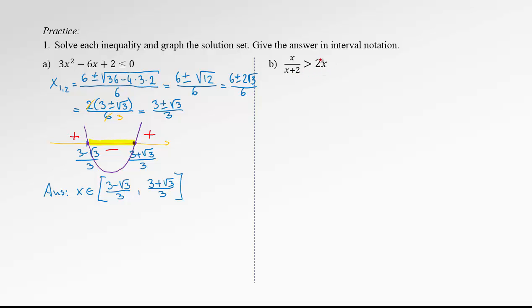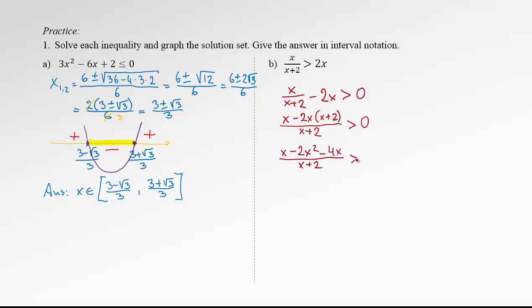This time we don't have 0 on one side, so what we need to do first is to bring everything to one side. So x over x plus 2 minus 2x should be bigger than 0. Okay, let's place everything under one denominator, x plus 2. So we have x minus 2x times the missing denominator, x plus 2, right? Larger than 0. Let's clean up the numerator, release the bracket. We have x minus 2x squared and then minus 4x, everything over x plus 2 bigger than 0.